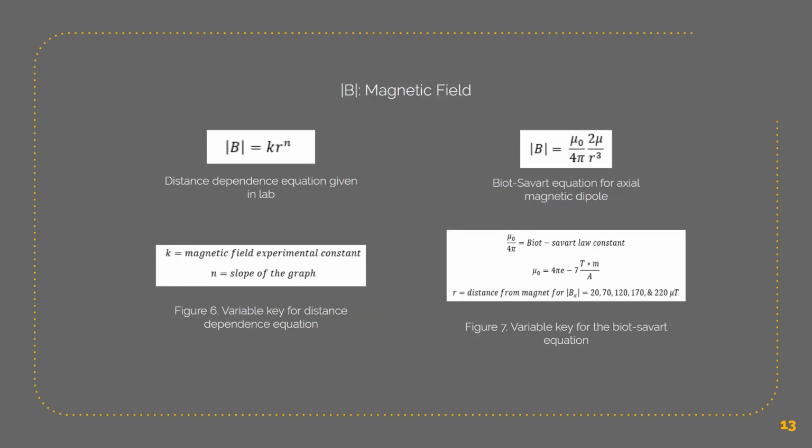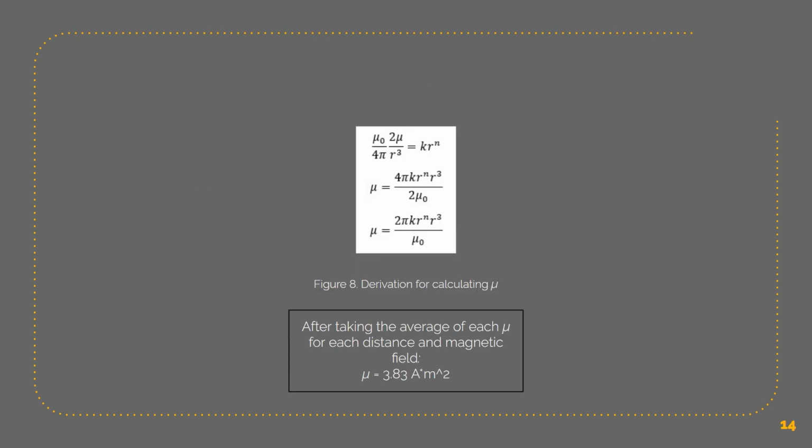With n and k determined by the graph and r distance to be referred to in the measurements, both equations could be set equal to each other to determine magnetic dipole moment mu. Figure 8 shows the derivation for calculating magnetic dipole moment mu and was applied 5 times to calculate the mu using each distance average. The average of the 5 moments was then taken to get an average magnetic dipole moment of 3.83 amperes times meters squared.